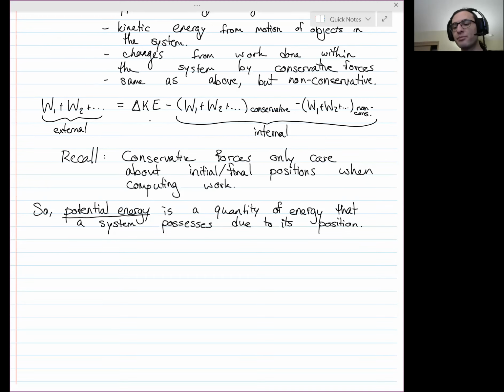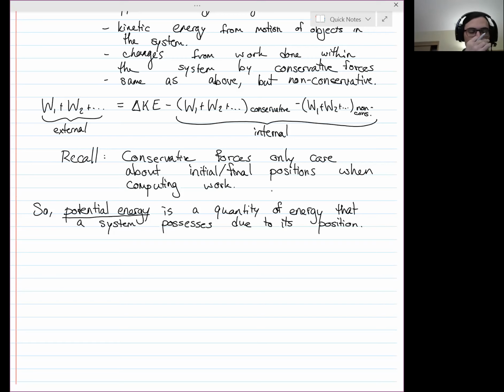And the reason for that is that we could describe the work done by conservative forces as just some final value of something minus some initial value of something, because the work done only cares about the final and the initial positions. And as long as those somethings, the final something and the initial something, only depend on position, then we're good. It's described by a conservative force.